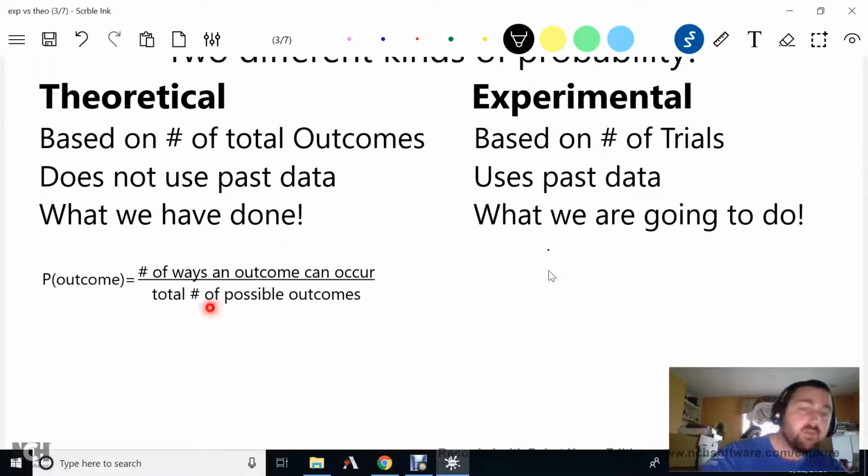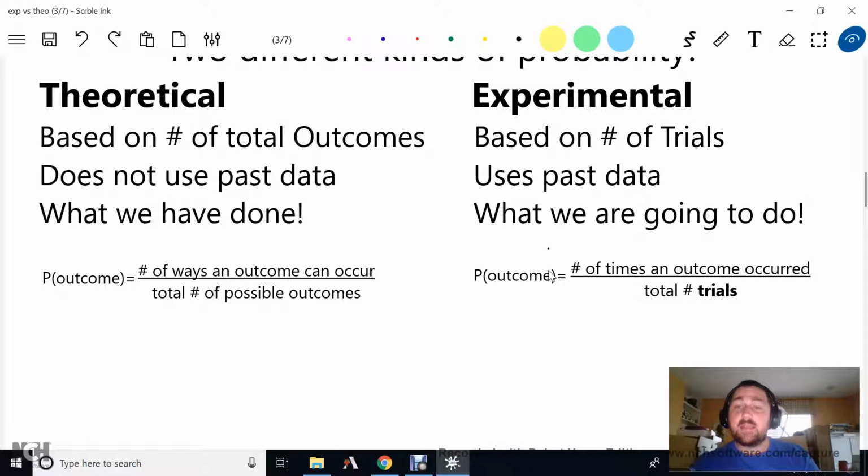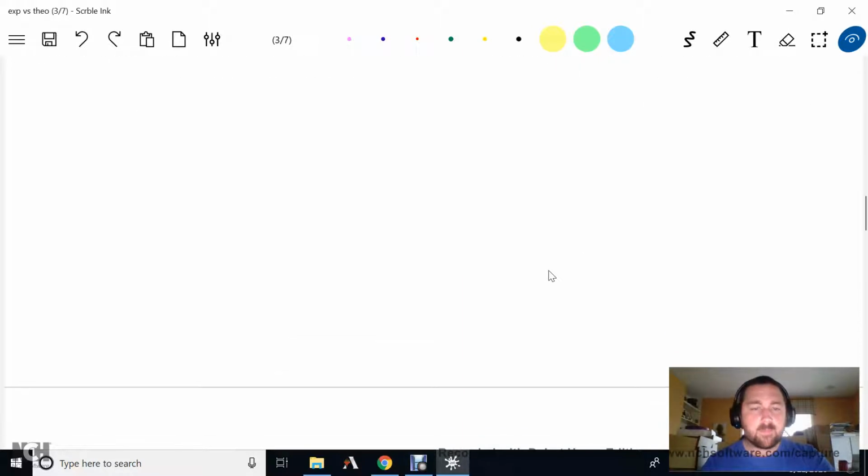Now, I said that there are two different formulas. You've seen both of them, but just to show it. For theoretical probability, the probability that you get some certain outcome is the number of ways an outcome can occur over the total number of possible outcomes. For experimental, it's the number of times the outcome already occurred over the total number of trials, the total number of times that we did something. Let's look at two examples of experimental, and then we'll look at some comparison scenarios, okay?